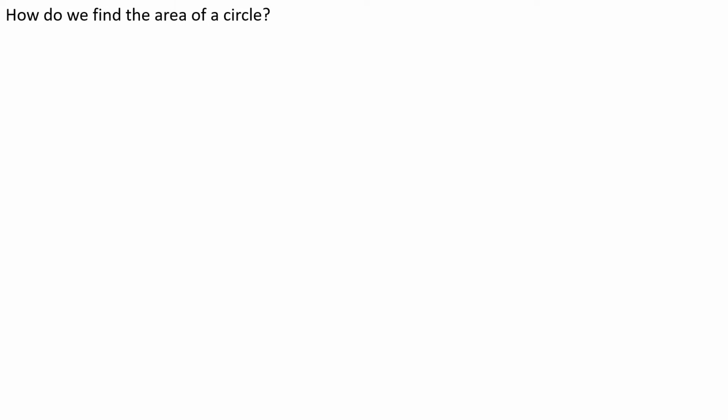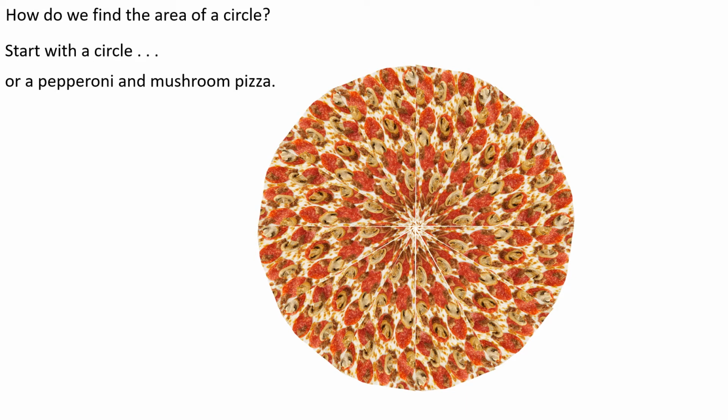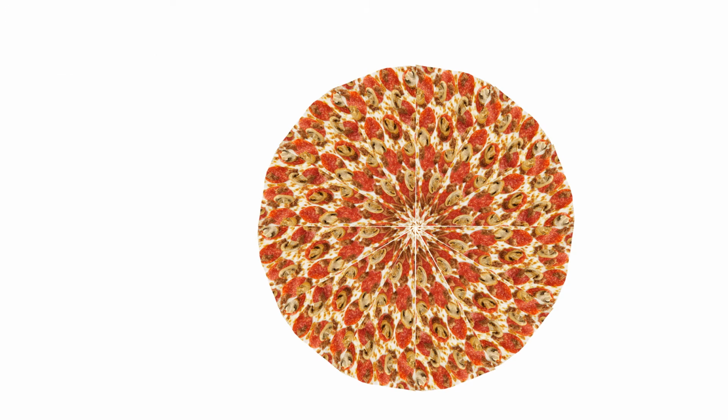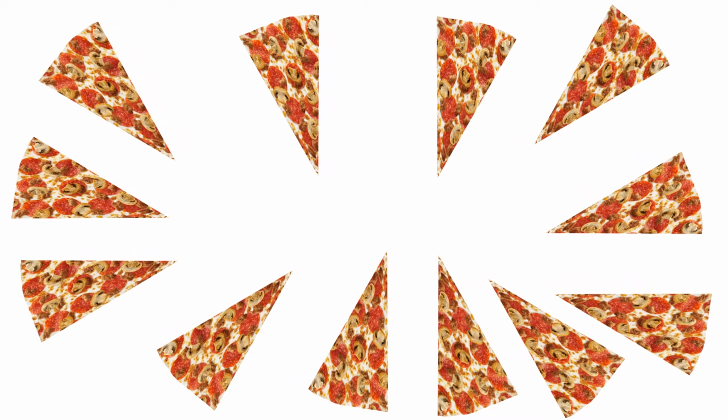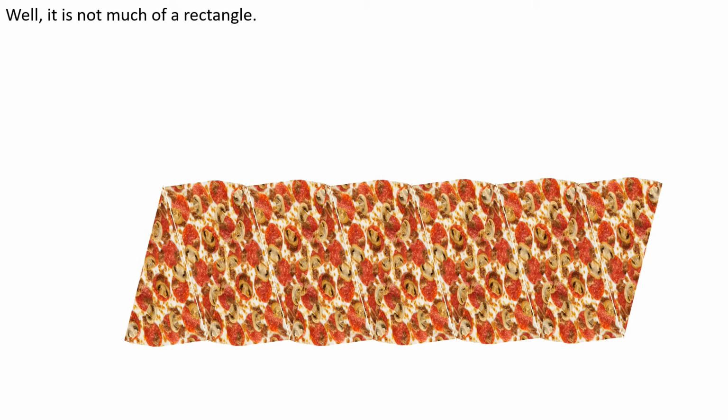So how do we find the area of a circle? Well, let's start out with a circle. Or even better, pepperoni and mushroom pizza. What are we going to do with this pepperoni and mushroom pizza? Well, we can slice it. And then after we slice it, we can arrange the slices into a rectangle. So there they are as a rectangle. Not the world's best rectangle.